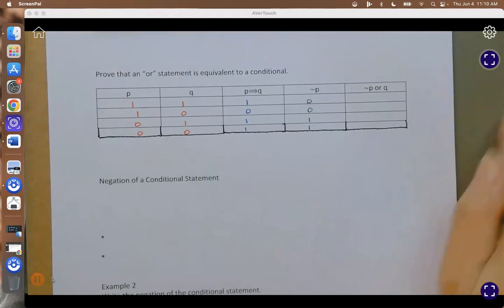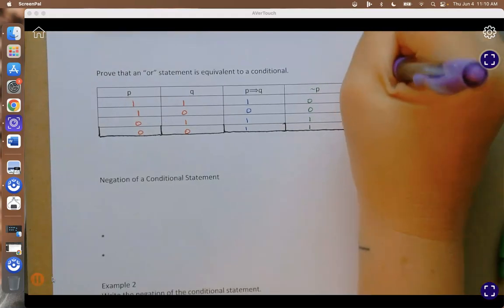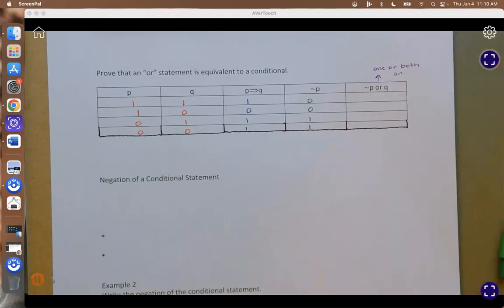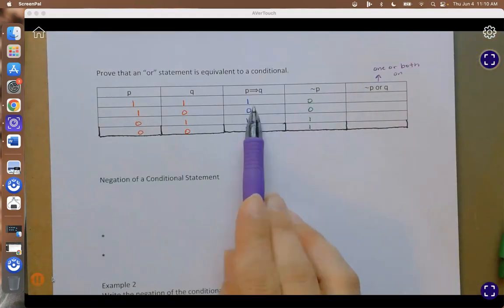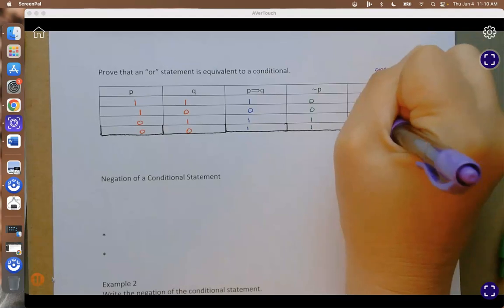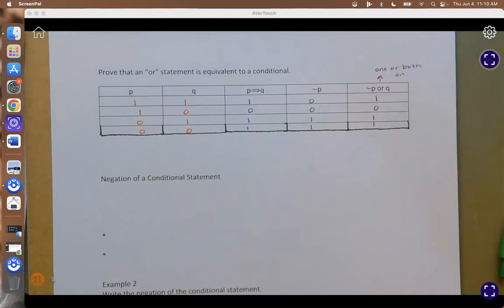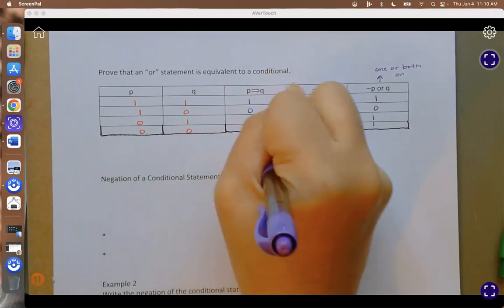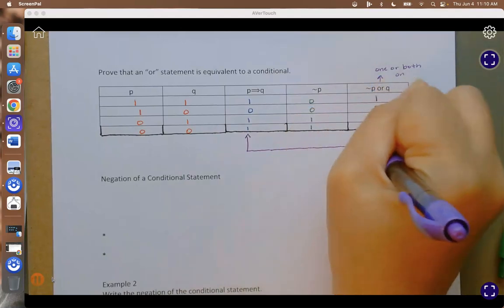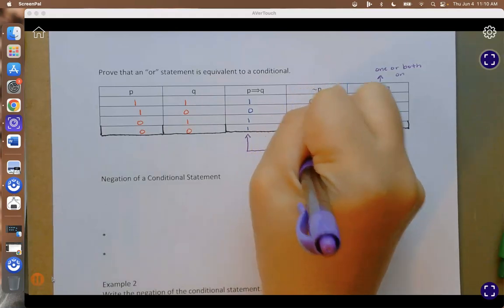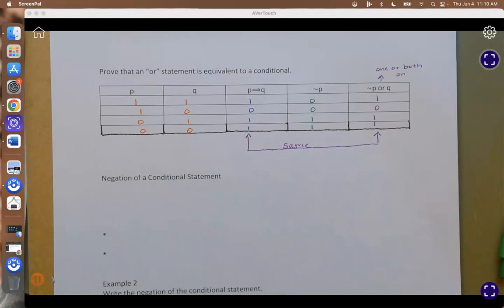Remember for or, 1 or both on. Okay? So here we're looking at these two things. As long as something is on, it works. And what do you notice here? The or statement is equal to the conditional. So we proved that. Okay?